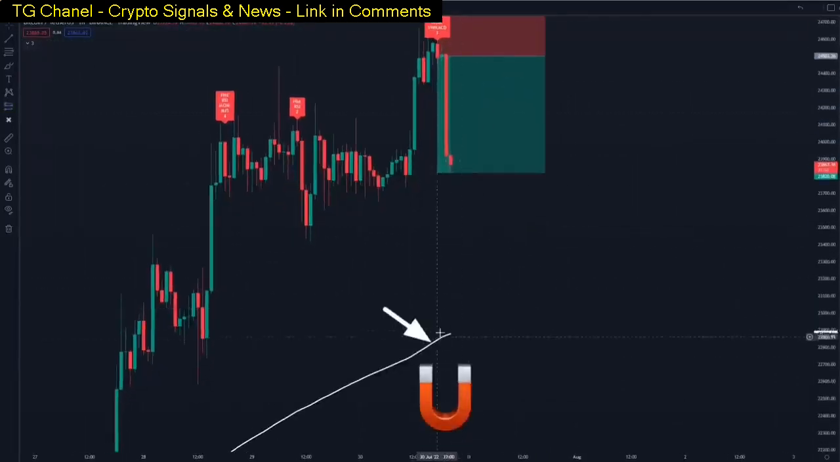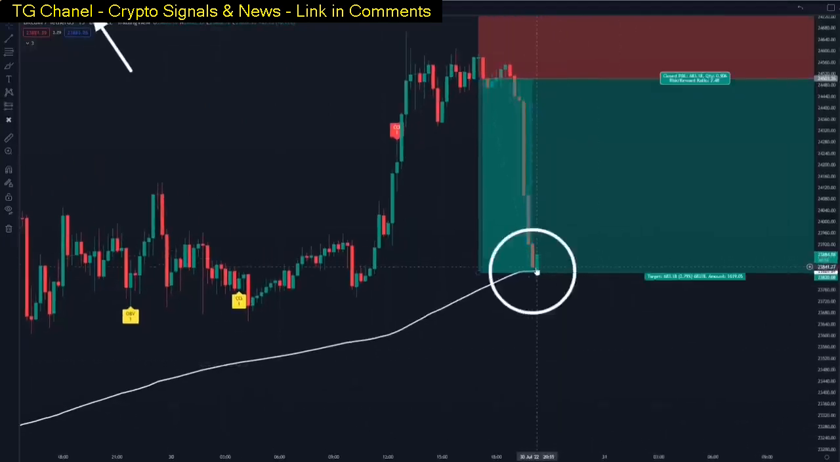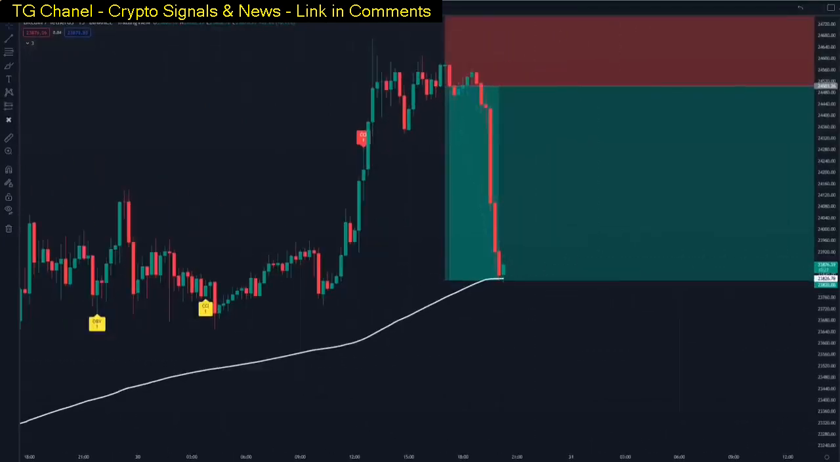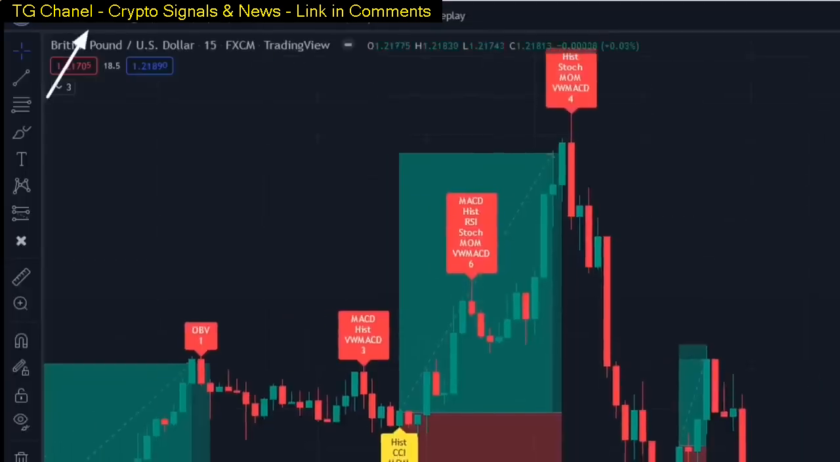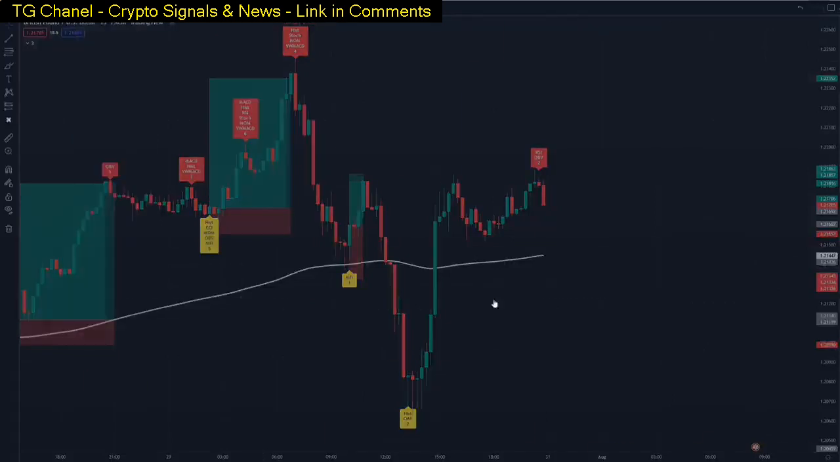Because the 200 EMA works like a magnet and attracts candlesticks towards itself when they get too far from it, this attraction is totally visible on the 15 minutes time frame. Let's go to the GBP USD chart to show you so. I put the time frame on 1 hour.